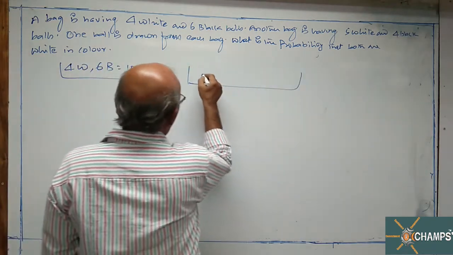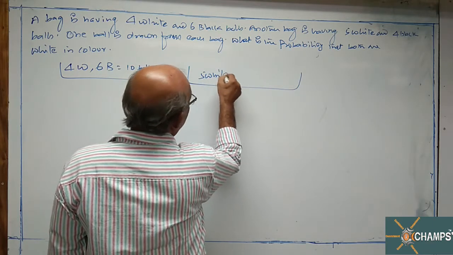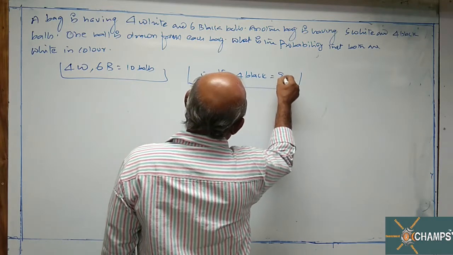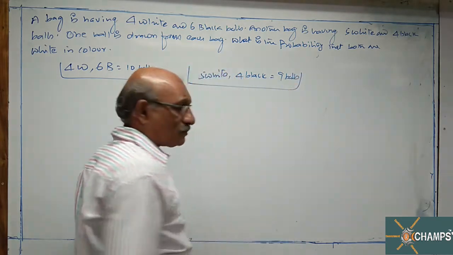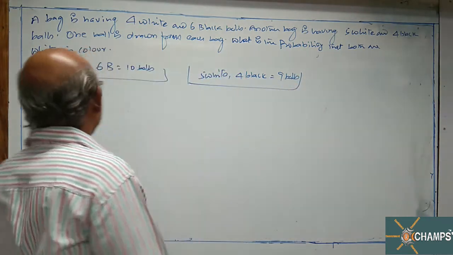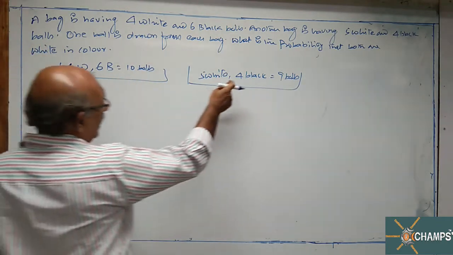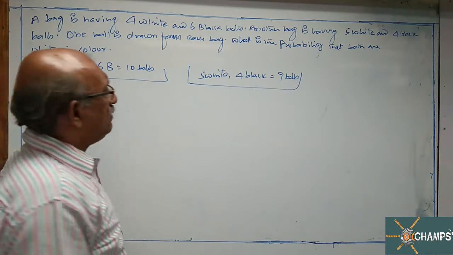Bag number 2 is having 5 white, 4 black balls. 9 balls it is having. Now, sir, one ball is drawn from bag number 1. Again, one ball is drawn from bag number 2.